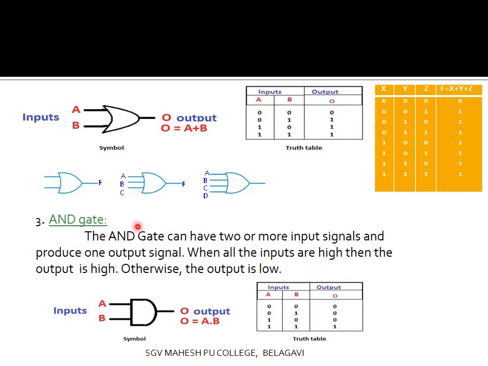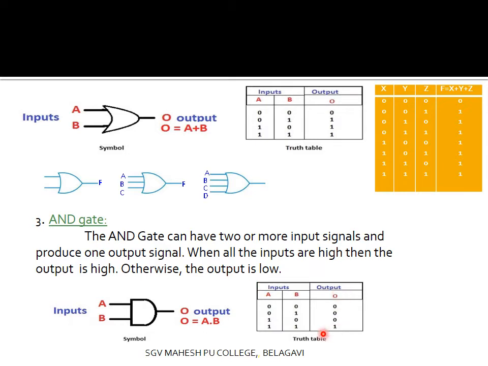AND gate is nothing but a multiplication of two inputs. It is again where we have two inputs and one output signal. Now the rule of AND gate says that when all the inputs are high, that means when all the inputs are 1, then output is also 1. In other cases it is low, that is 0.